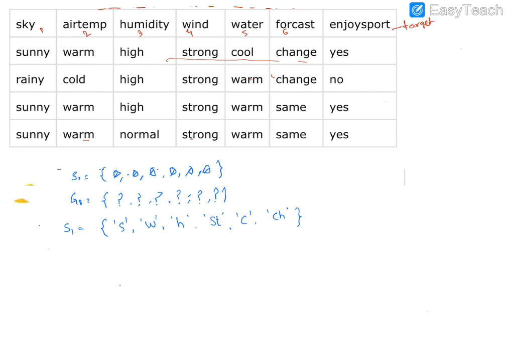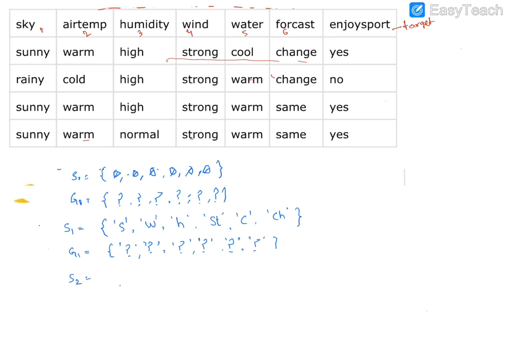Whenever we are going to deal with positive data, what do we have to do? Specific to general. That means we need to change the specific. The general stays as it is. What is the general? G1 equals as it is. So what is as it is? Question marks. That's it.